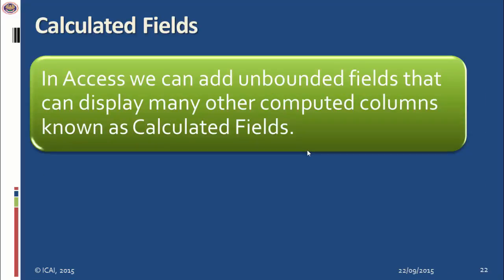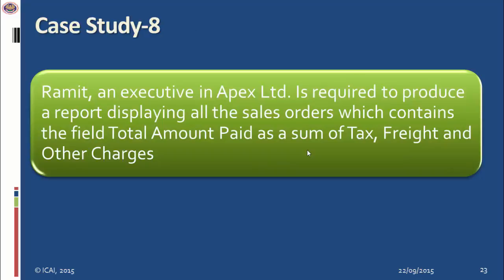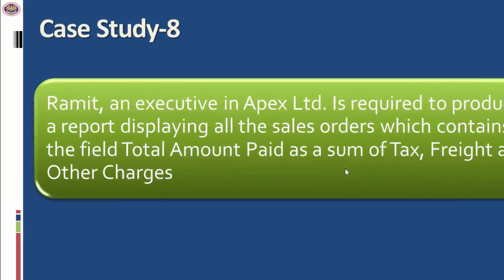Next option is the calculated field. In Access, we can add an unbound field that can display many other computed columns, known as a calculated field. This we can understand with the help of a case study. Case study 8. Ramit, an executive in Apex Limited, is required to produce a report displaying all the sales orders which contain the field total amount paid as a sum of the tax, rates and other charges.